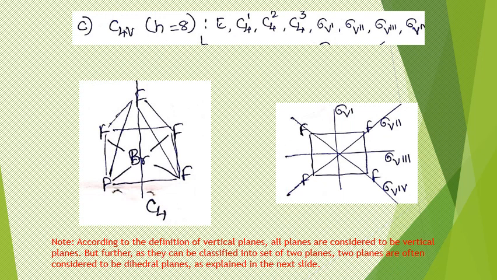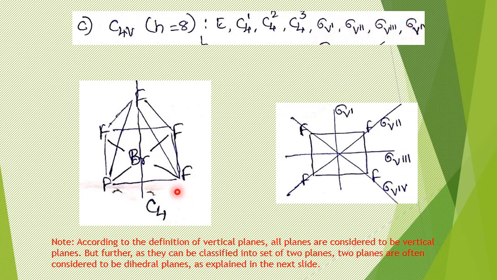Okay, the last example for this CnV category is a C4V molecule. So h is equal to 2n, therefore 8 operations in total. There should be a possibility of 8 operations in this case, and now we can easily guess the operations. Identity will be there. And on the C4 axis, totally n minus 1 operations, so C4^1, C4^2 and C4^3, 3 operations will be possible. And n number of sigma v's, therefore 4 vertical planes we should have.